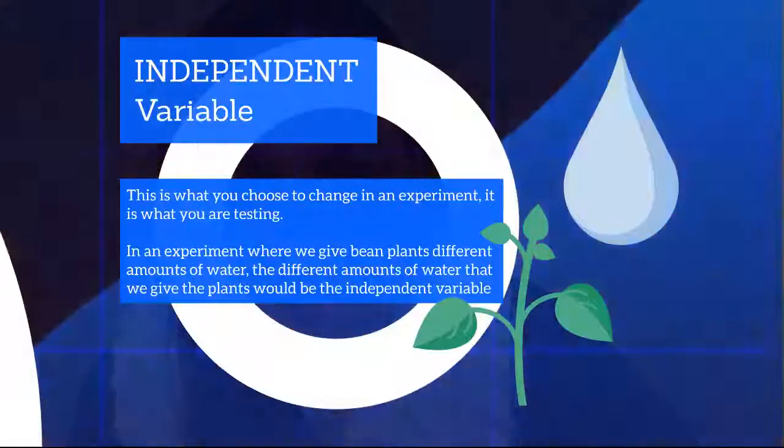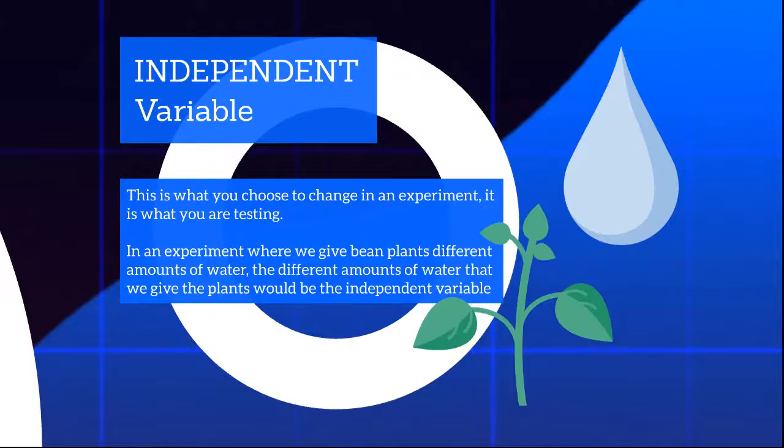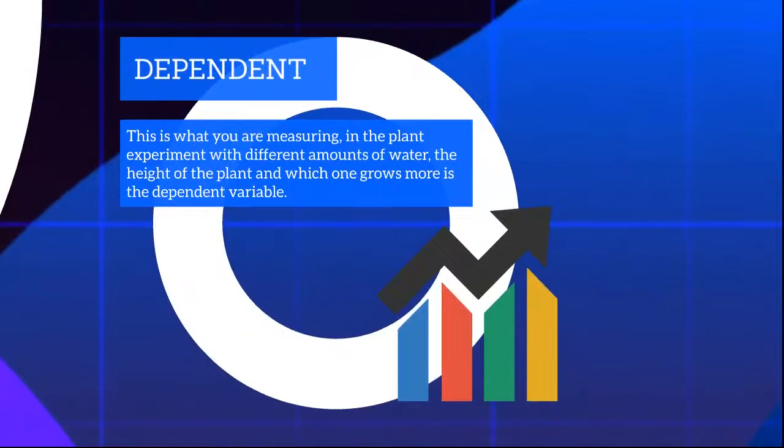So in the bean plant experiment, you don't want to give one bean plant more sunlight than the other one if you're really testing the different amounts of water. Okay, so that's the independent variable, what you choose to change. The dependent variable, this is what you're actually measuring. If the plant experiment was happening with different amounts of water, the height of the plant, which one grows more, is the dependent variable. So this is essentially who is winning the race, right?